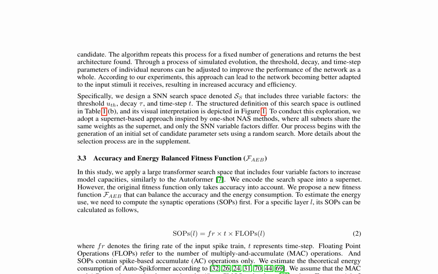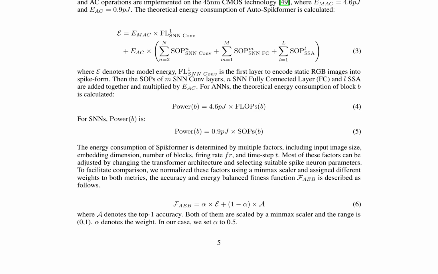The energy consumption is estimated by computing the synaptic operations, SOPs, which is calculated as the product of the firing rate of the input spike train, time step, and floating point operations, FLOPs. The theoretical energy consumption of Auto-Spikformer is then calculated according to the number of multiply and accumulate, MAC, operations and spike-based accumulate, AC, operations. The energy consumption of Auto-Spikformer is determined by multiple factors, including input image size, embedding dimension, number of blocks, firing rate FR, and time step T.